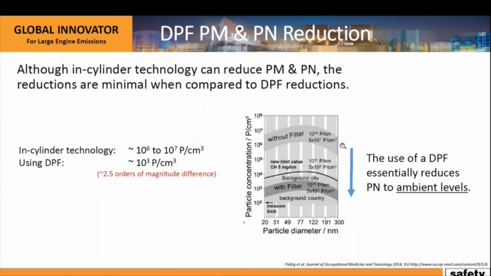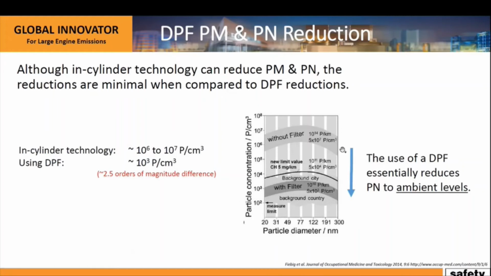Basically, if you look up here, this is generally the sort of concentration you get in the exhaust for PM out of an engine without a DPF. So we're looking at somewhere between 10 to the power 6 to 10 to the power 7 particle concentration per centimeter cubed, versus with a DPF filter, you're looking at around 10 to the power 3. So that's about a 2.5 order of magnitude difference, which is obviously very substantial.